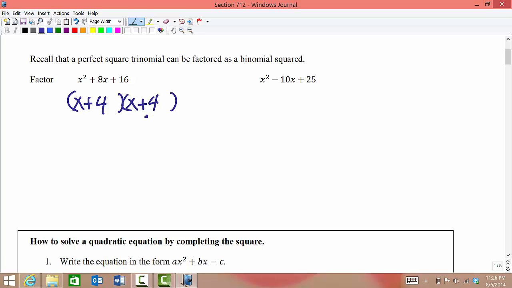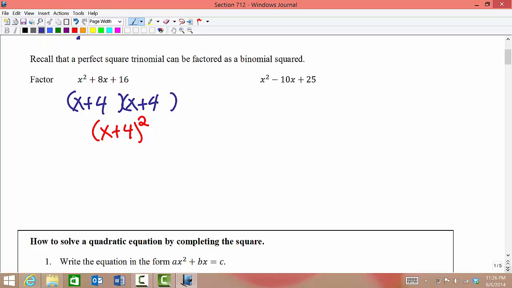And we call it a perfect square trinomial because we know that we can write x plus 4 times x plus 4 as x plus 4 squared. So x plus 4 times itself gives us what we would call a perfect square trinomial. So x squared plus 8x plus 16 is a perfect square trinomial.